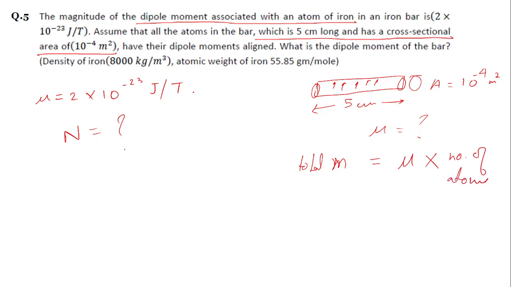Magnetic moment of one atom value is given. We need to find out how many atoms are there in this iron bar to tell what is the total magnetic moment of this iron bar. Okay, so total number of atoms we need to find out.